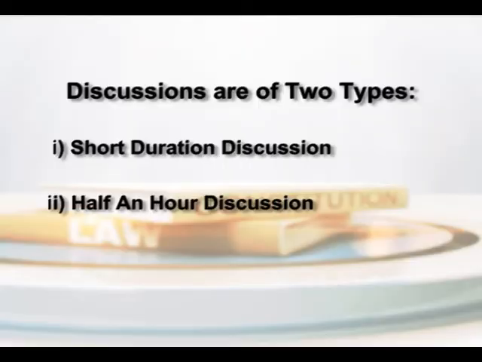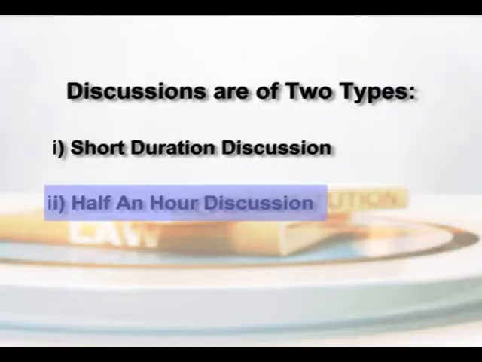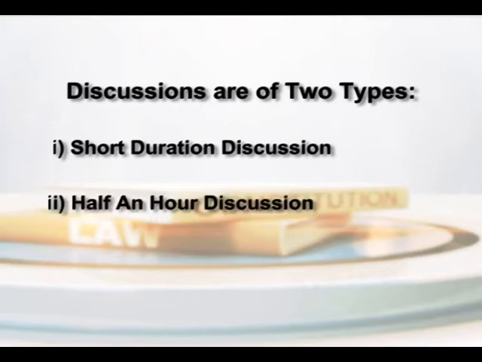Now, next to the short duration discussion is the half-an-hour discussion. The members of the House may also demand discussion on some matter of urgent public importance, and normally the last half an hour of the day is devoted for it. Under Rule 377, a member of the Lok Sabha may raise any important matter in the House with the permission of the Speaker.